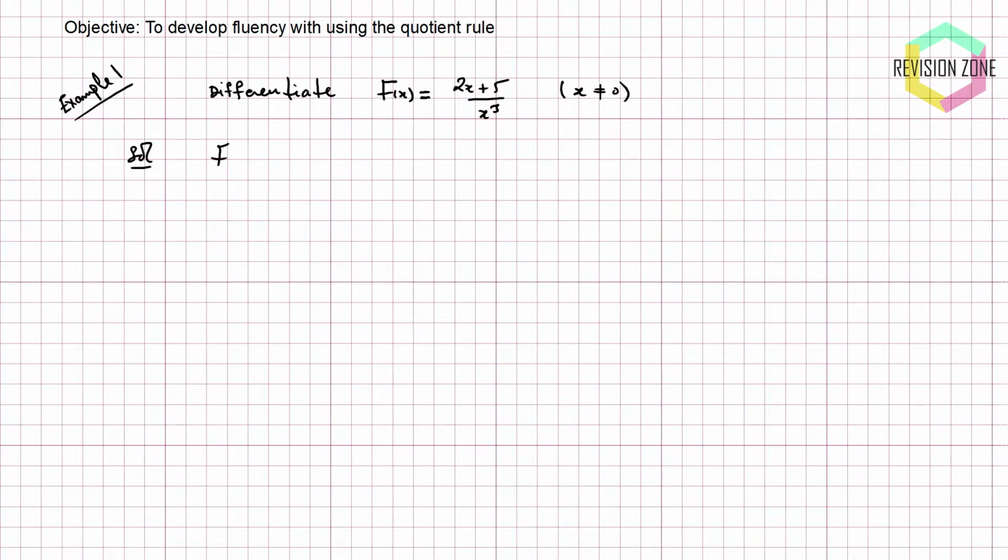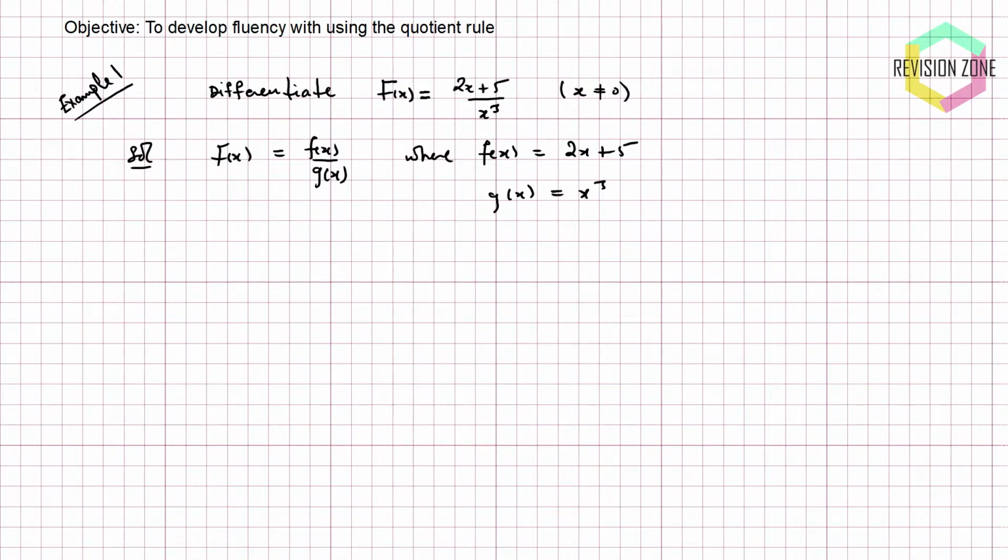Since we want to use the quotient rule, because we of course have a quotient here, there's some function on the top divided by some function on the bottom, we define our capital F to be lowercase f over lowercase g in Newton's notation, where our lowercase f is just 2x plus 5, and our lowercase g can just be x cubed.